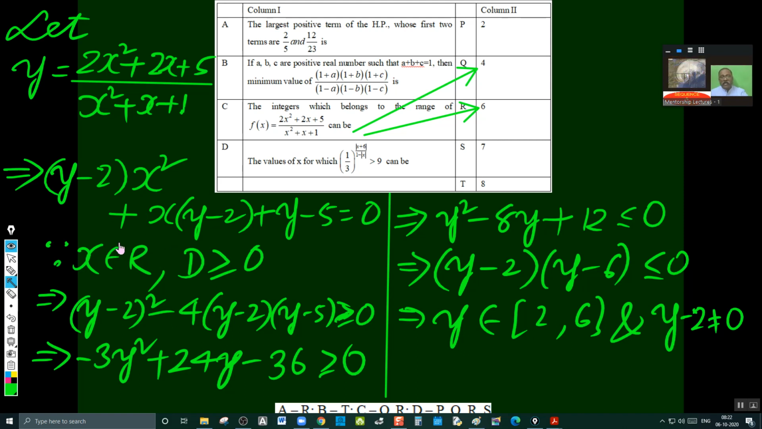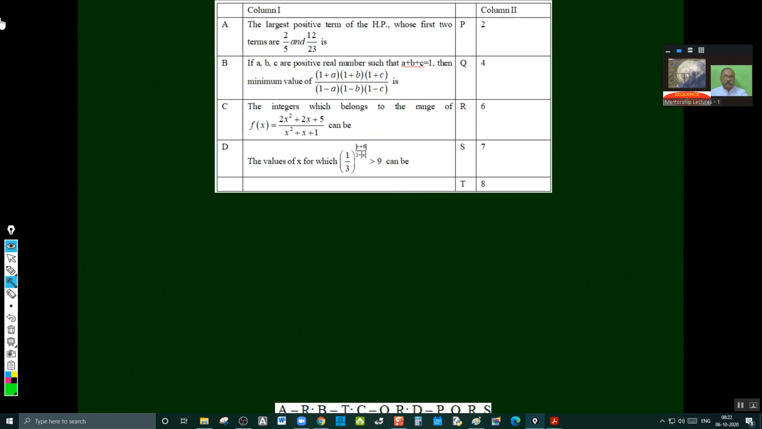Clear? Everyone, please. I'm proceeding to the next part, that is D. Now, the values of x for which 1 by 3 whole power, modulus of x plus 6, whole divided by 1 minus mod x.